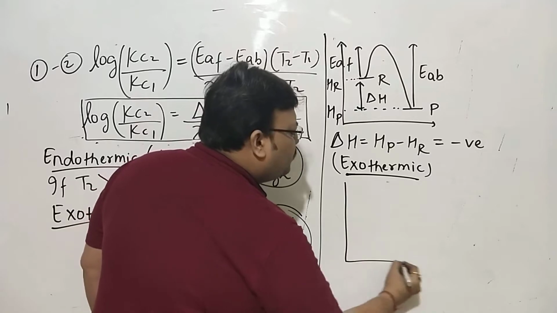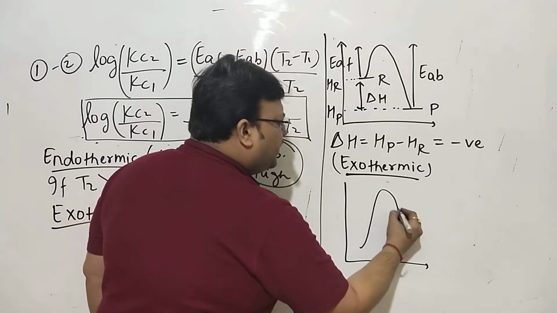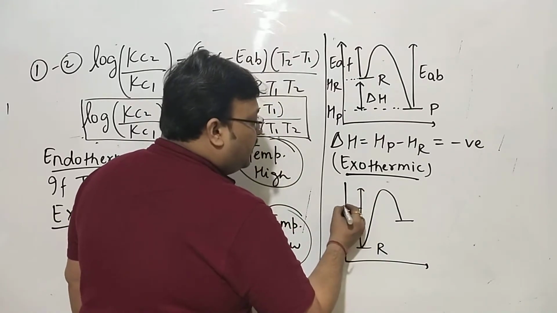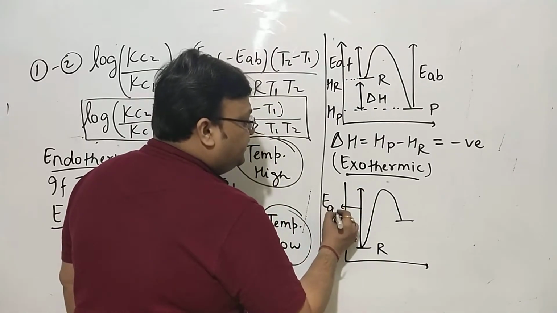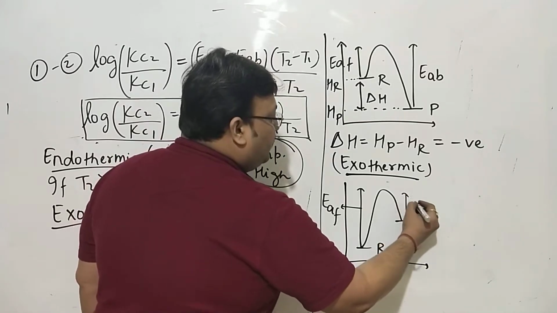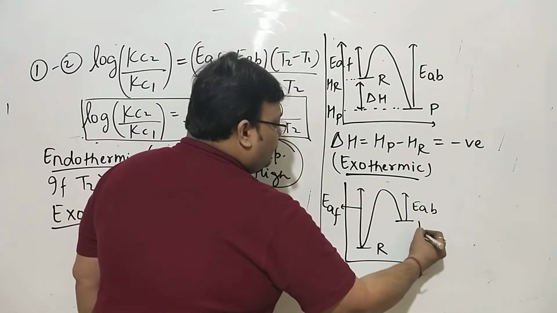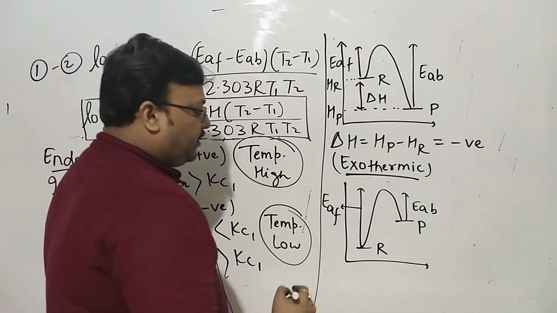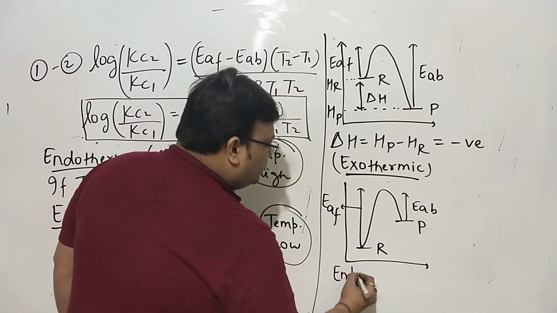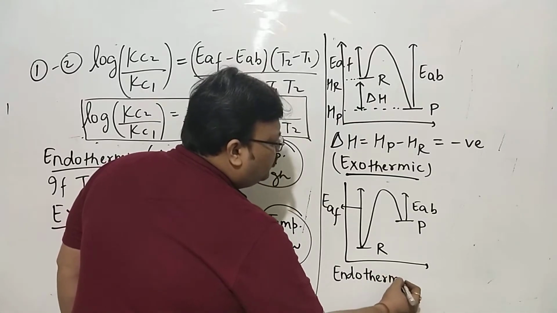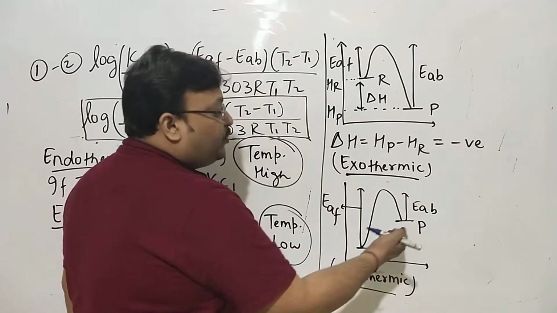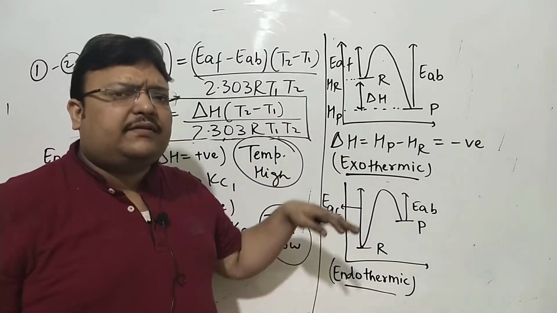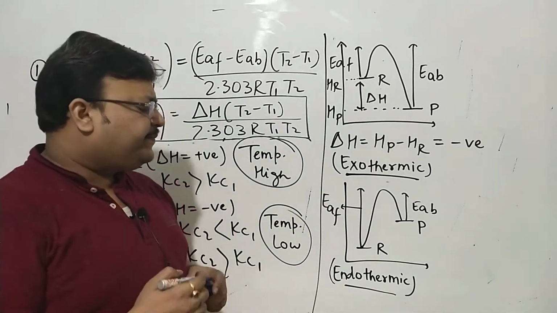Still, I prefer to give you two different graphs. I again draw endothermic here. I again make you see that EAF is more than EAB. This is delta H, HR, HP. This is an endothermic graph. This is from the first principles. Endothermic is heat absorbed, so naturally the product's energy level will stay higher. Exothermic is heat liberated. So heat liberated means it goes to a lower energy state.